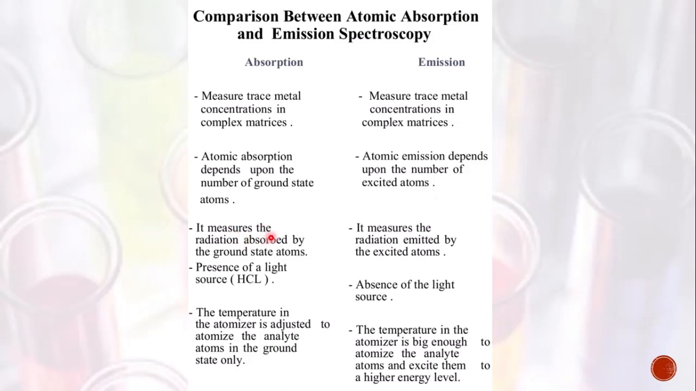Then absorption measures the radiation absorbed by ground state atoms. Emission measures the radiation emitted by excited atoms. Then the presence of a light source in absorption is apparent, and here we don't have a light source, we have an excitation source. Then in absorption, the temperature in the atomizer is adjusted to atomize the analyte atoms in ground state only, while in emission the temperature in the atomizer is big enough to atomize the analyte atoms and excite them to a higher energy level, so that now we can measure when they decay how much radiation they emit.